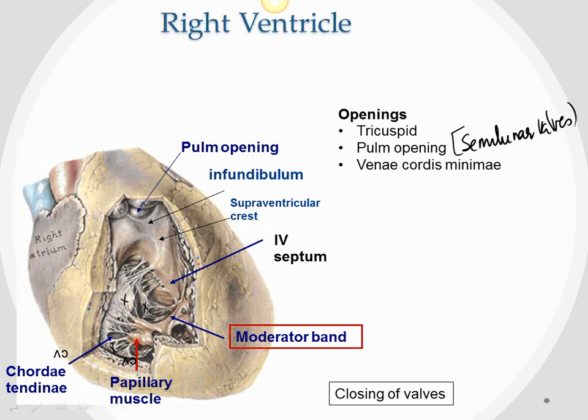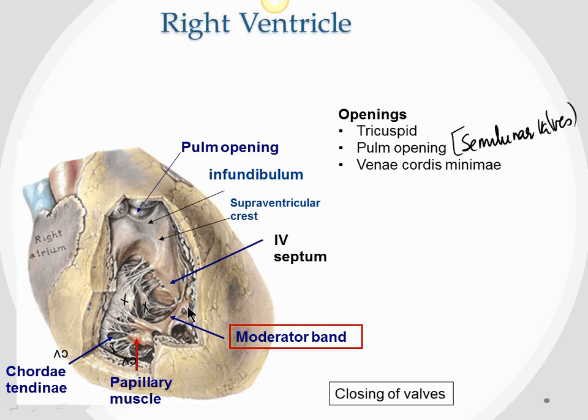What I also want you to see is that these papillary muscles are attached only to the atrioventricular valve, in this case the tricuspid. Can you see that there is no papillary muscle or chordae tendineae attached to the semilunar valves? So that's why you must look at these pictures very carefully. Okay? And the other opening in this chamber is the venae cordis minimae. Remember I said it opens into all chambers. So if this is not in your list, you can add it.